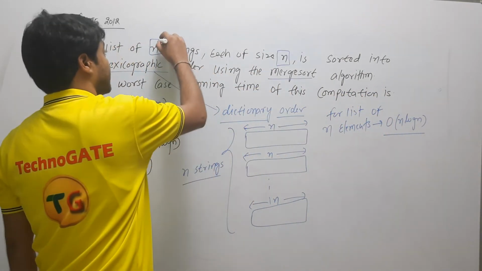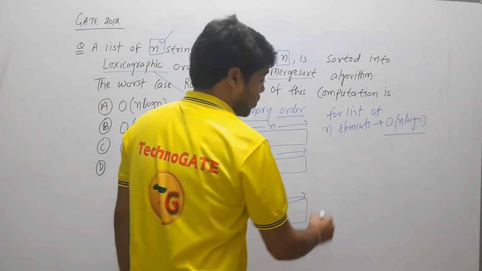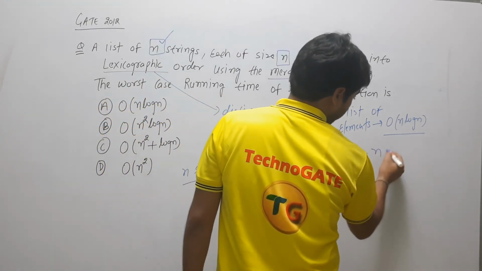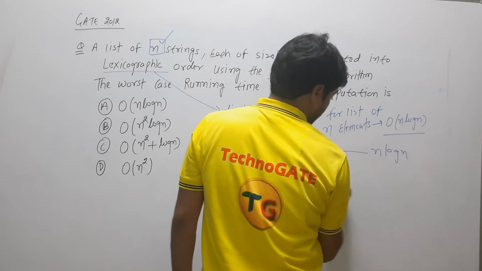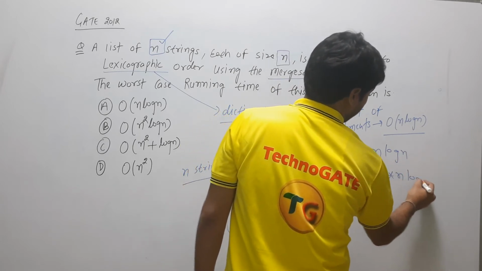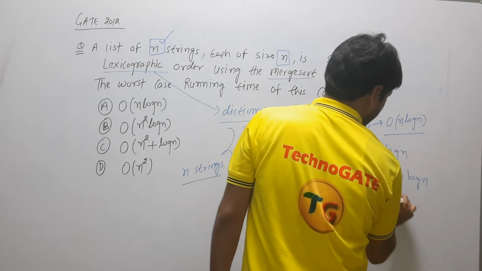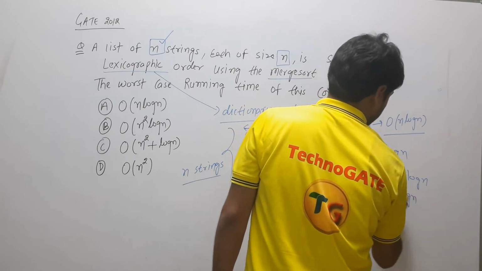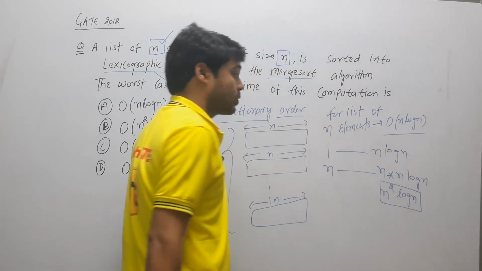But here how many strings are there? N strings. So one list will take n log n time. Then there are n lists, so how much time will it take? N into n log n. So here n square log n time is there.